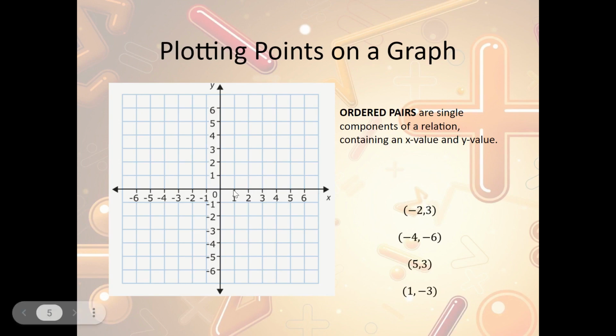So my x is -2. So I'm going to go along the x-axis and find -2, which is here. And my y is 3. So I'm going to go along my y and go up to 3, right there. And I'm going to plot my point. That represents -2, 3.